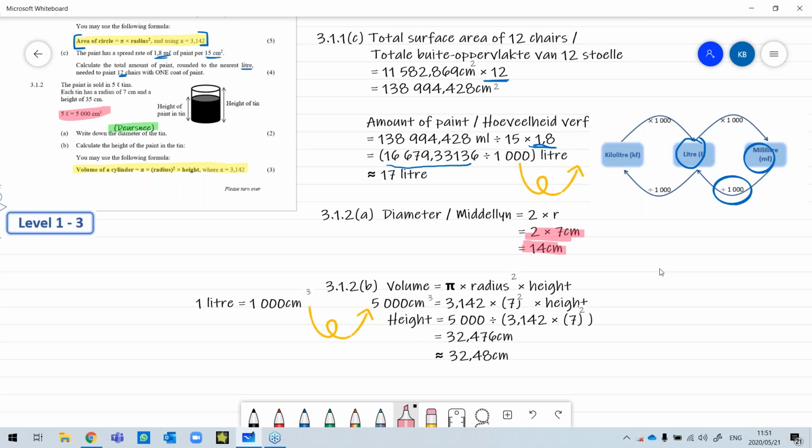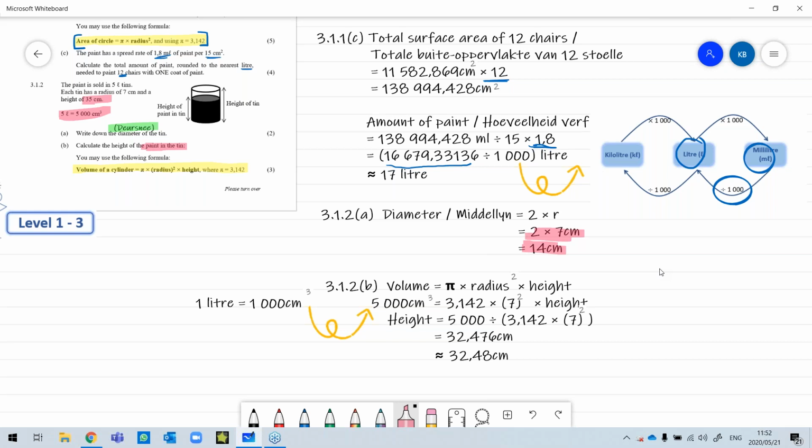Question 3.1.2. B. Calculate the height of the paint in the tin. So careful reading there. They don't want you to calculate the height of the tin itself because that is already given to you over here as 35 centimeters. They want you to calculate the height of the paint that is inside the tin.